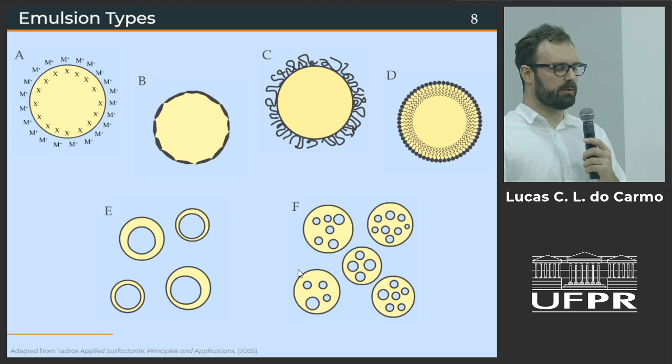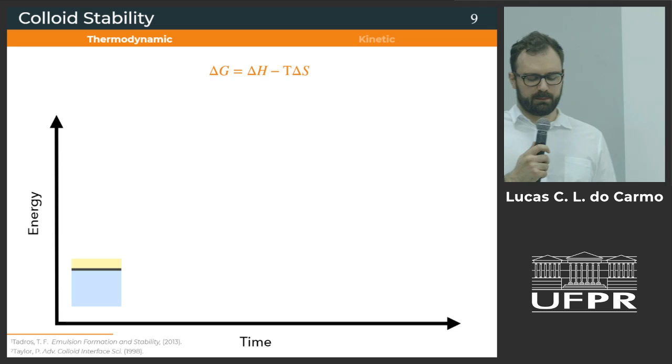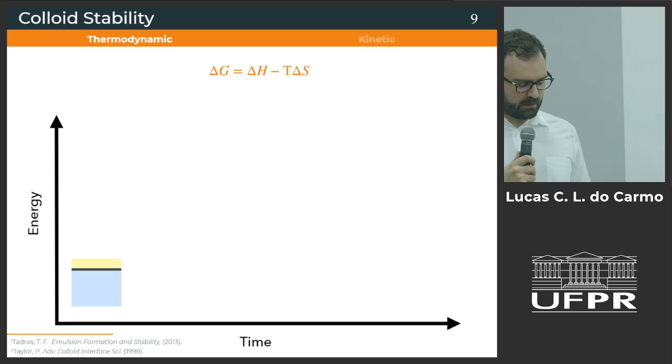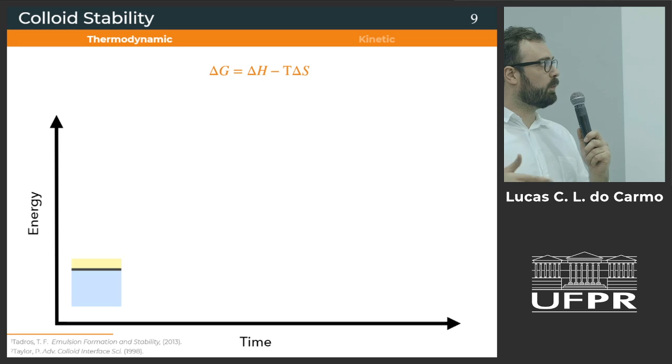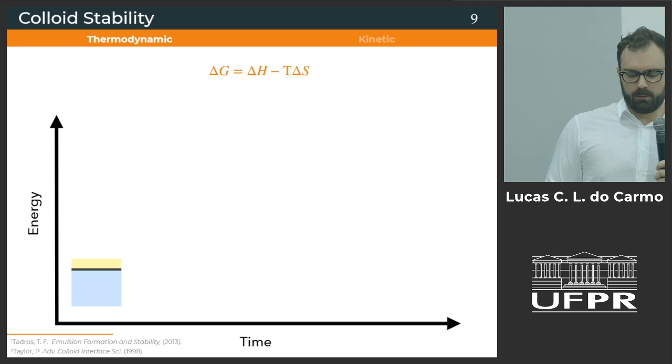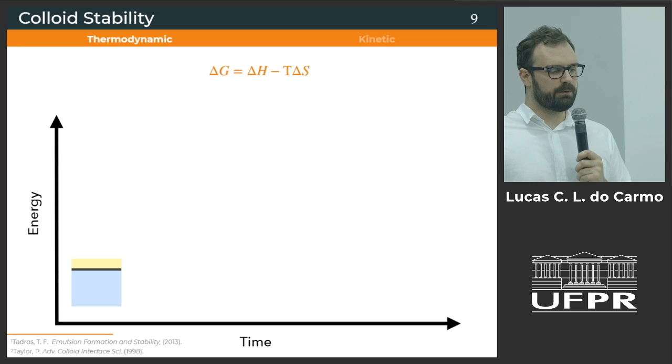Now, emulsions are thermodynamically unstable systems. They are inherently unstable because to form them, you need to add some energy to the system so you can generate these droplets. So on this graph here, we have time on the x-axis and energy on the y-axis, and this is just a relative energy. But when you're producing emulsions, you're adding energy to the system. And to explain the thermodynamics of emulsions, we have to make two assumptions.